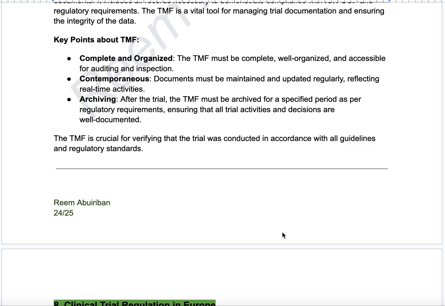Complete and organized. The TMF must be complete, well organized, and accessible for auditing and inspection. Contemporaneous. Documents must be maintained and updated regularly, reflecting real-time activities. Archiving after the trial. The TMF must be archived for a specified period as per regulatory requirements, ensuring that all the trial activities and decisions are well documented. So the TMF is crucial for verifying that the trial was conducted in accordance with all guidelines and regulatory standards.